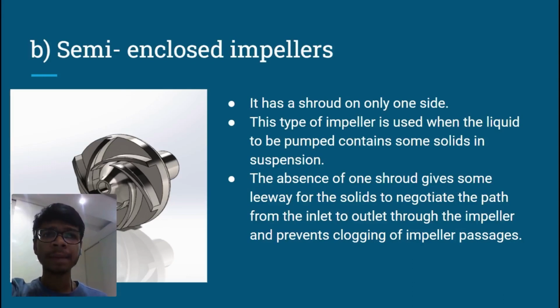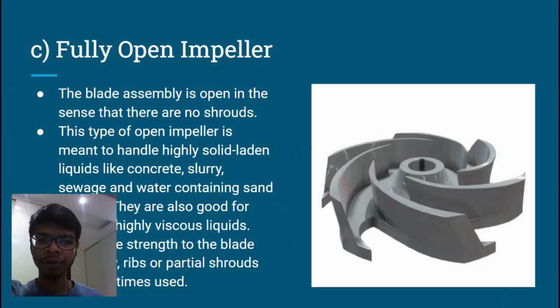So semi-open impellers only have a back wall that adds strength to the impeller. This is the diagram depicting the semi-enclosed impeller. Moving forward to the fully open impeller. So in this type, the blade assembly is open in the sense that there are no shrouds. This type of open impeller is meant to handle highly solid-laden liquids like concrete, slurry, sewage, and water containing sand and silt. They are also good for handling highly viscous liquids.